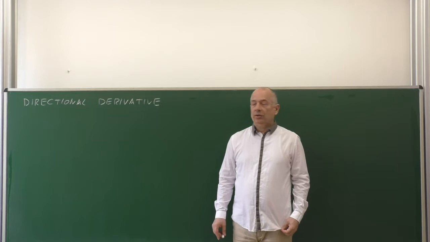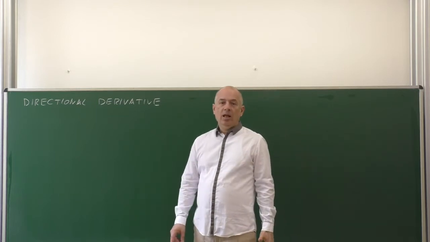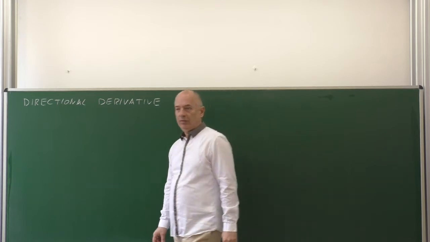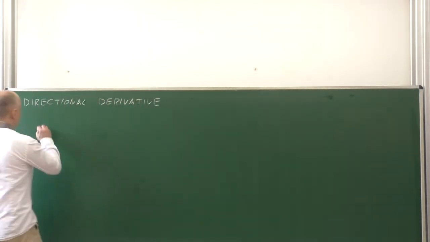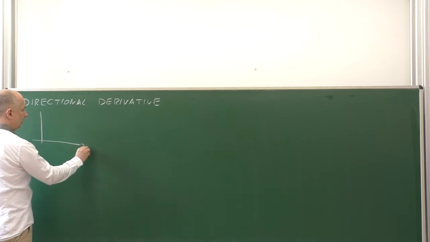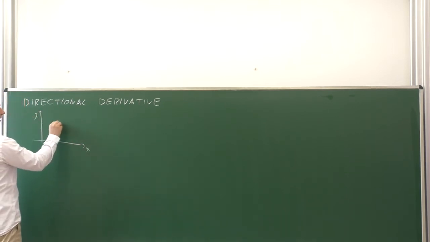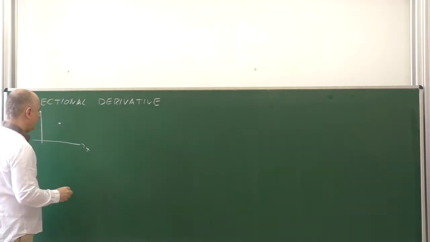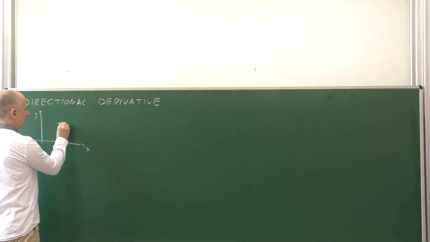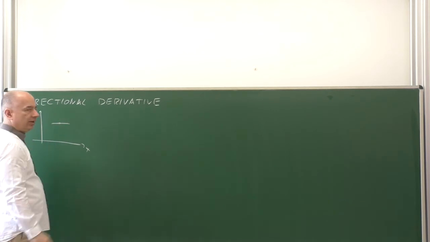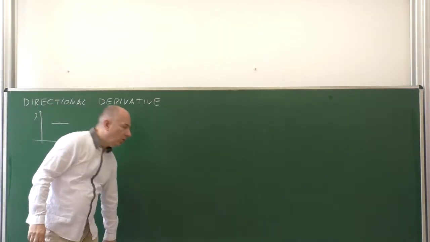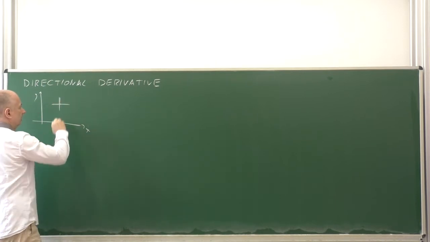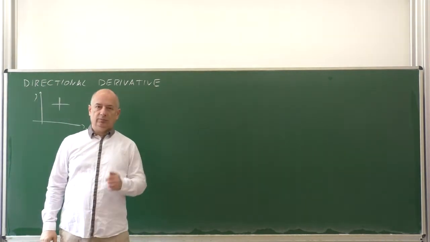The topic of this section is directional derivative. Directional derivative is a generalization of the partial derivative. In partial derivative, say for a function of two variables at a point, we consider the derivative with respect to x when we change x only and y is constant, or when we change y only and x is constant, then we consider this direction.